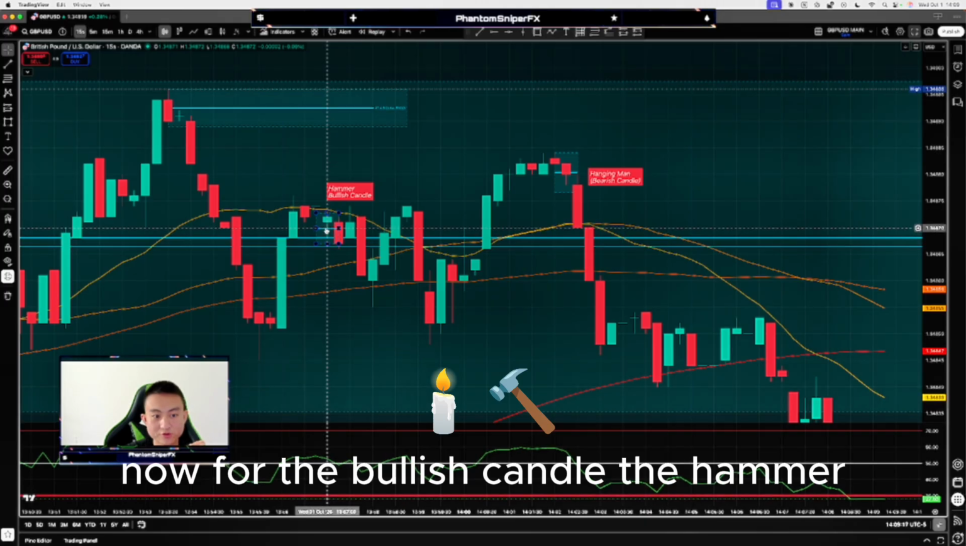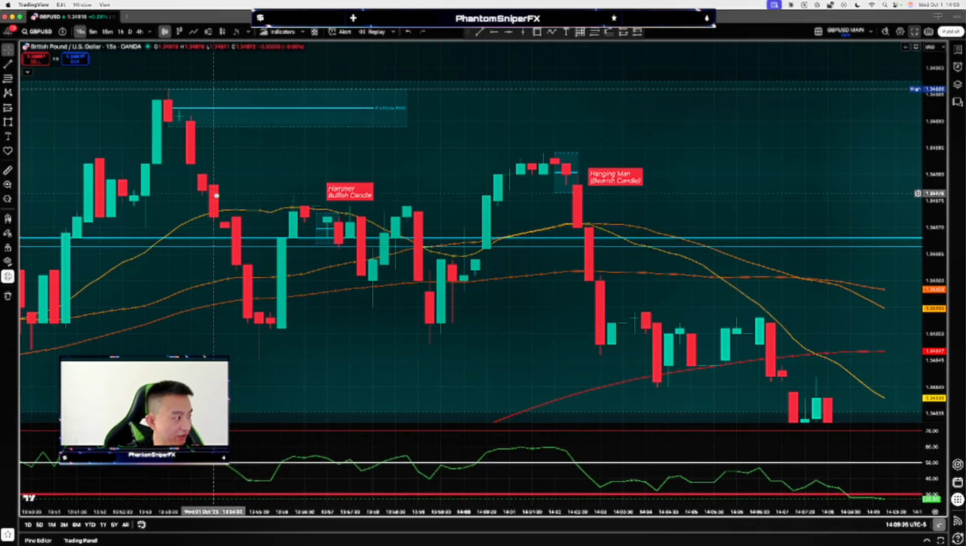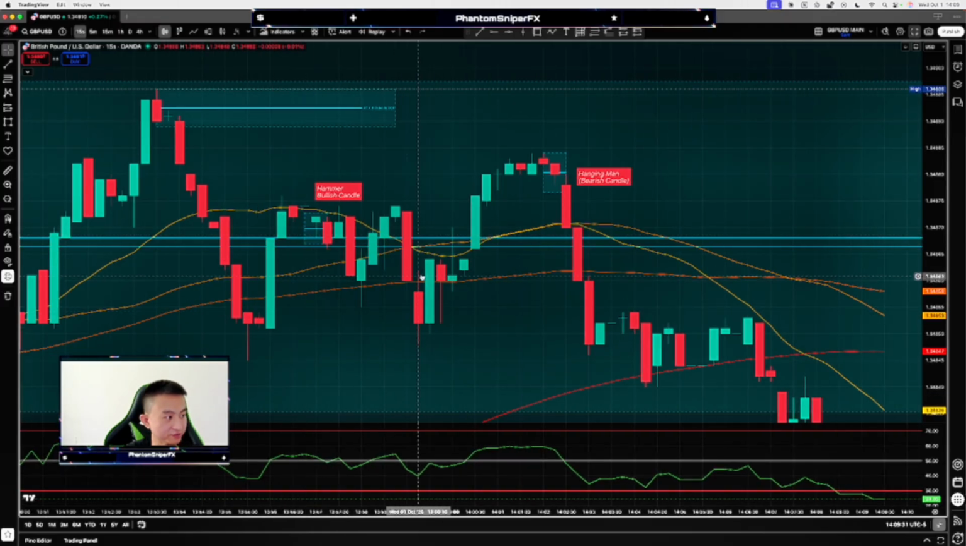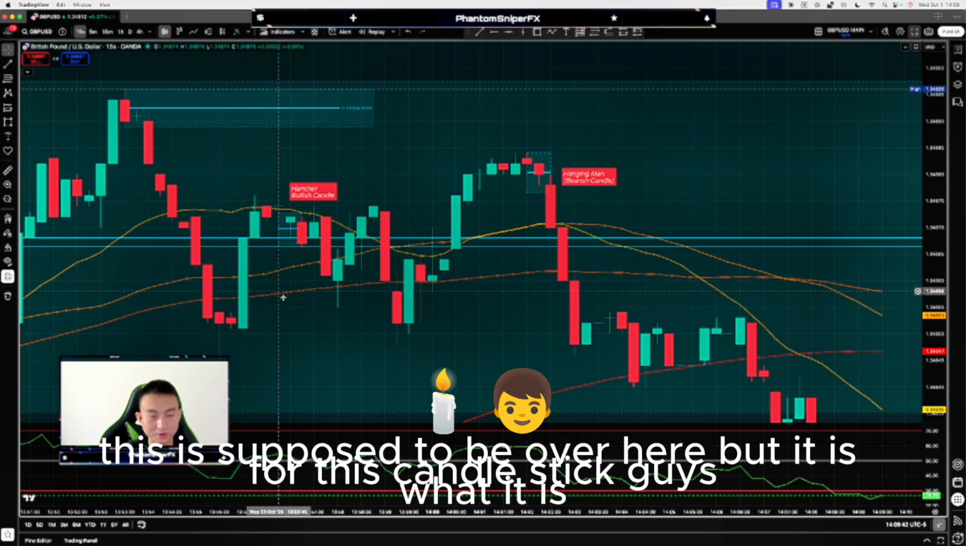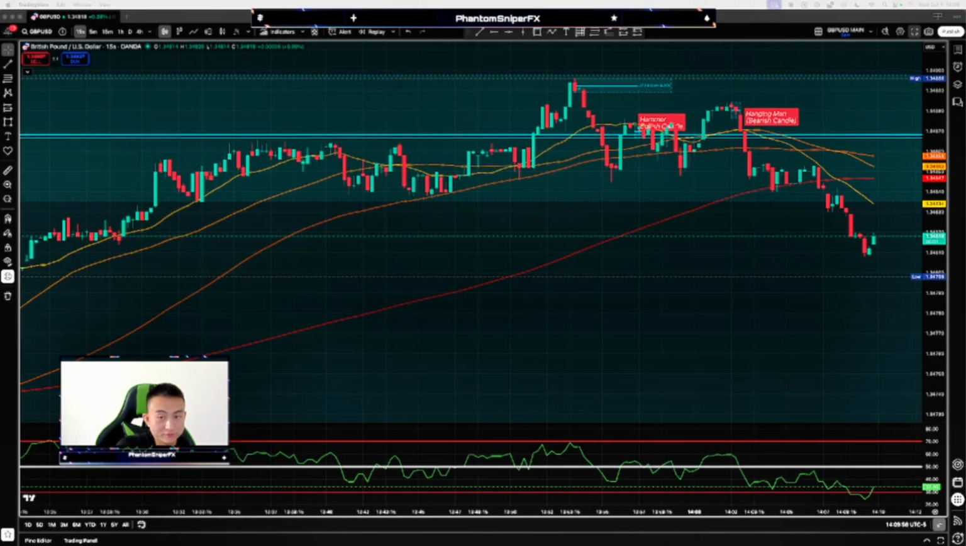Now for the bullish candle, the hammer, it appears after a downtrend. This is not a perfect example. This is supposed to be over here, but this one is. You keep falling asleep on me.